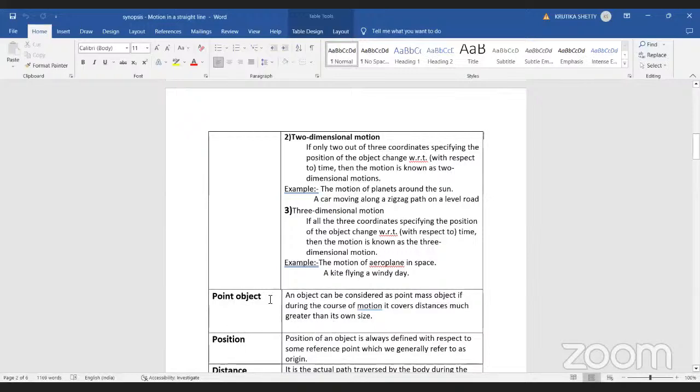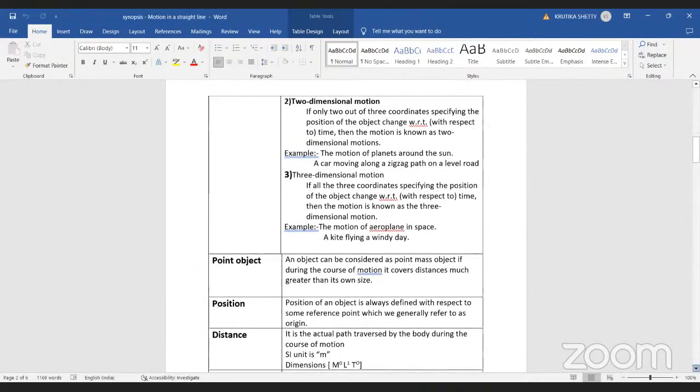That is called a point object. So in physics we consider a body, a point object, a point mass. These terms we will use, but to use them we have specific rules. A body can be treated as a point object when its motion is greater than the size of the body.